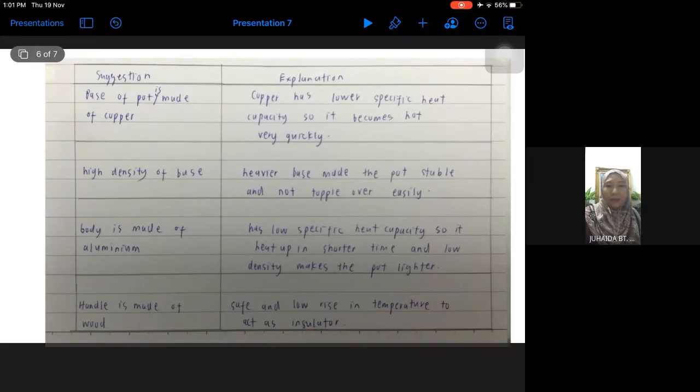Faham? So you tak payah sebut it is made of copper, it is made of aluminium. Somehow aluminium yang selalunya widely used. Copper ni biasa orang yang kaya-kaya je lah yang guna kan. So better you guna base of the pot is made of low specific heat capacity material.